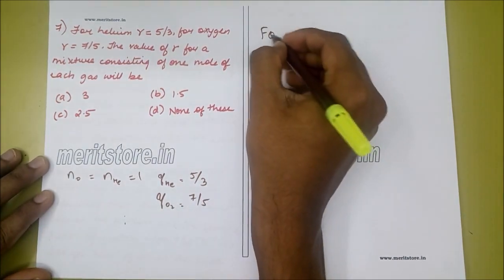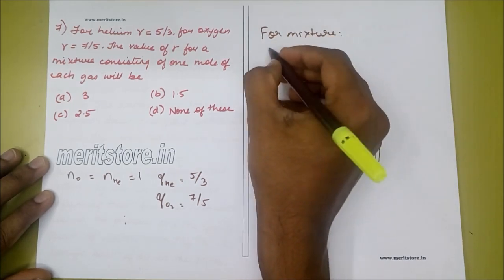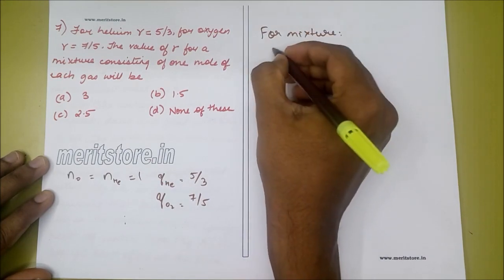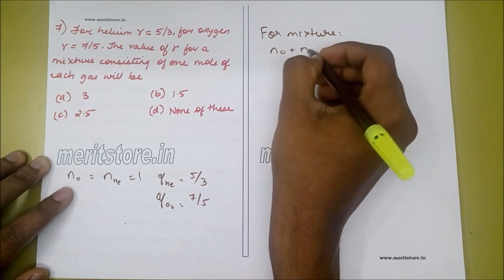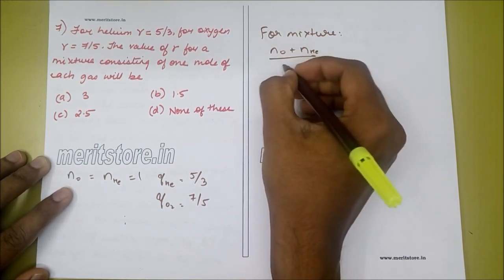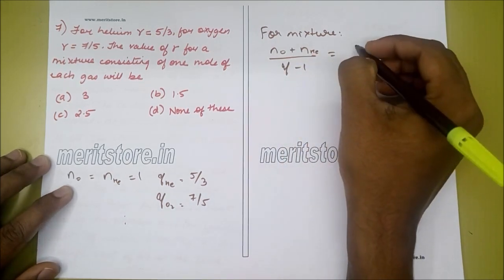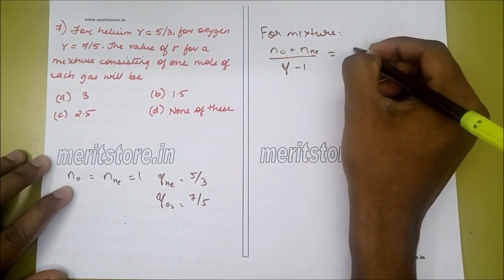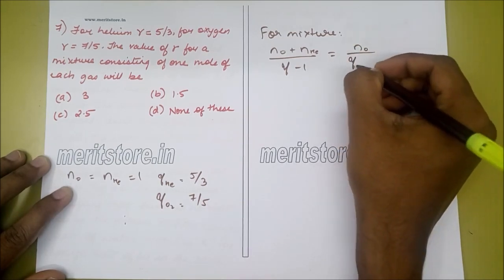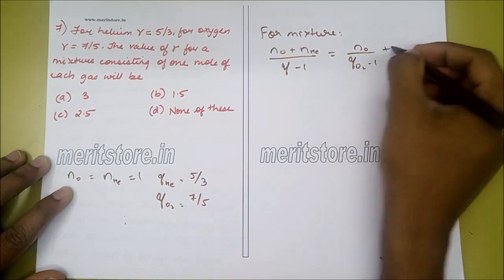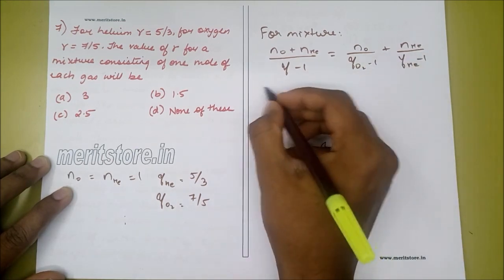So for the mixture, we can find the value of gamma as the total number of moles in the mixture, that is N oxygen plus N helium, upon gamma minus 1. This is for the mixture, and it equals the sum of the individual components. So number of moles of oxygen upon gamma of oxygen minus 1, plus number of moles of helium upon gamma of helium minus 1.